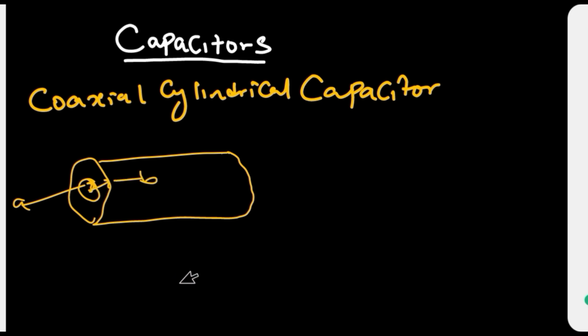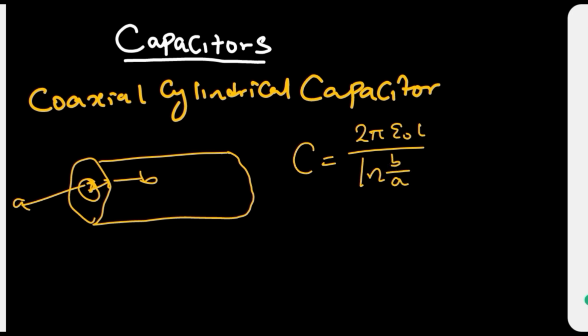So the capacitance of this capacitor is given by C is equal to 2 pi epsilon naught L all over the natural logarithm of B over A. That's just it. Simple as ABCD.